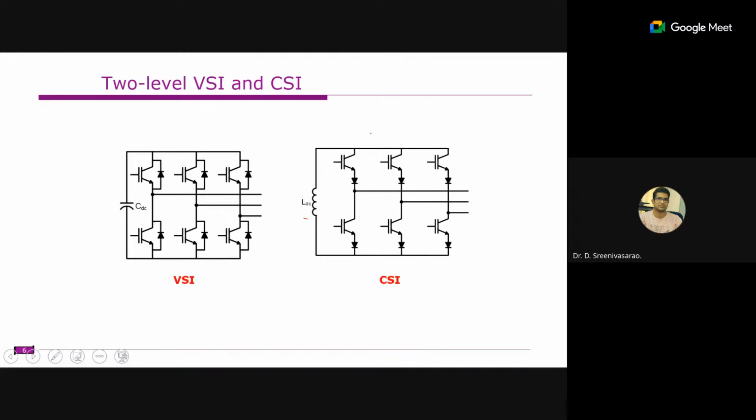So what we concluded is that the voltage source inverter is well matured, and compared to the current source inverter the losses are less. Therefore, most of the applications nowadays use only voltage source inverters.